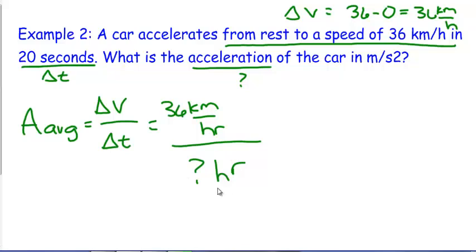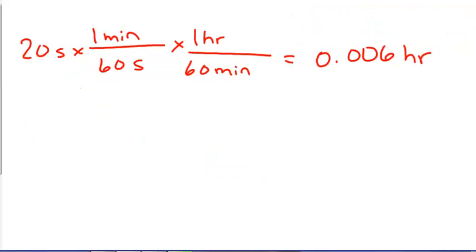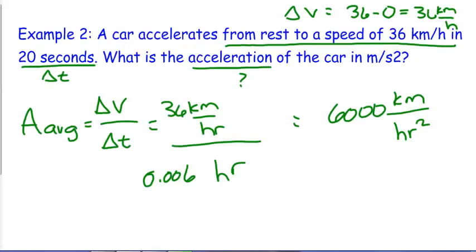So I want to get the number of hours down here. I have to use 20 seconds to be able to do that. So we've done this many times. 20 seconds, 1 minute for 60 seconds, 1 hour for 60 minutes. That gives me 0.006 hours. Now I have the proper unit to finish what I started. So now when I go back here, I can plug in 0.006 hours on the bottom of the 36 kilometers per hour, divide that out, that's 6,000 kilometers per hour squared.